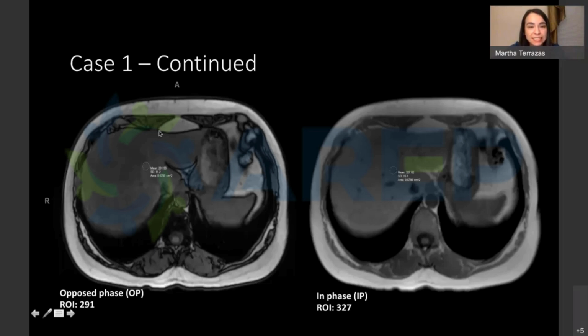This has what is called India ink artifact. It looks like a black outline just outlining all our organs. And then this is our in phase. So they're both T1 weighted phases.